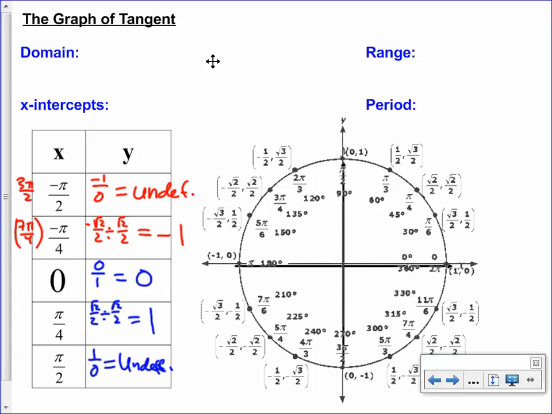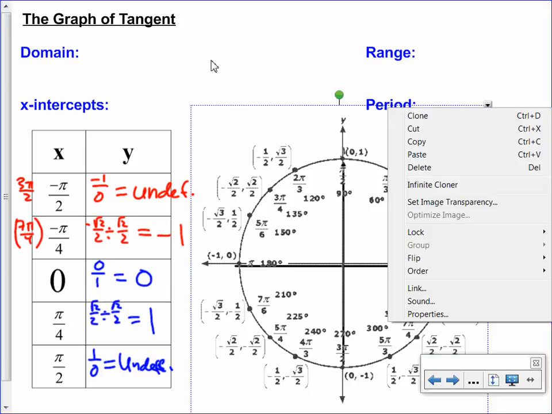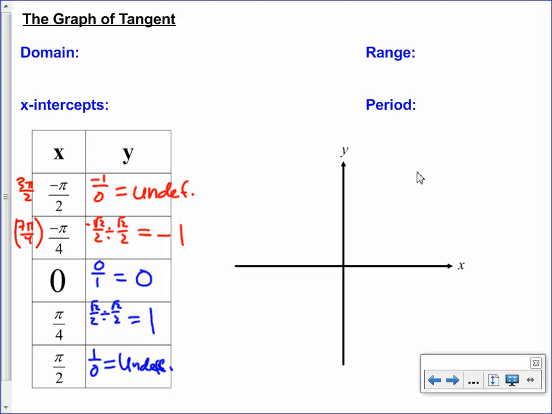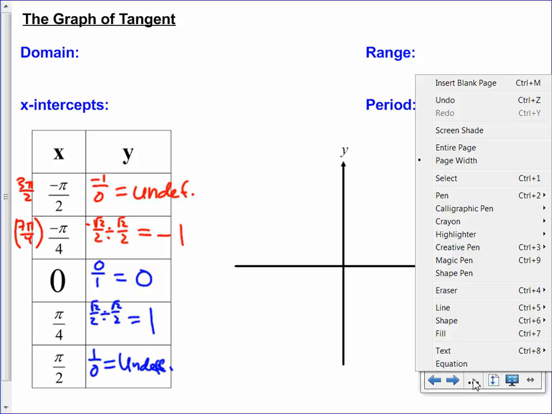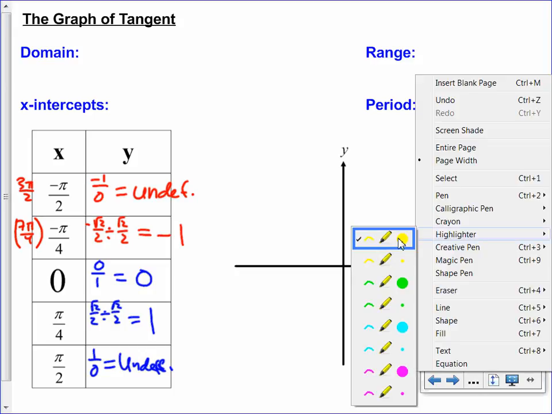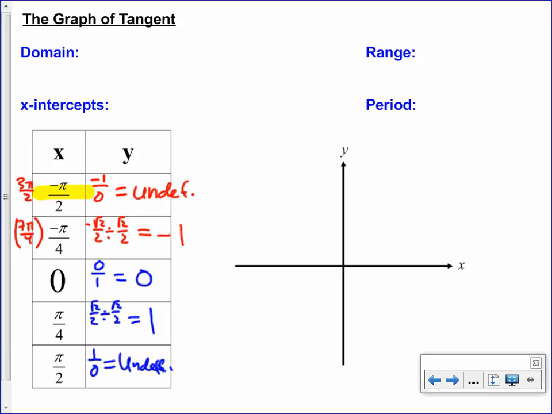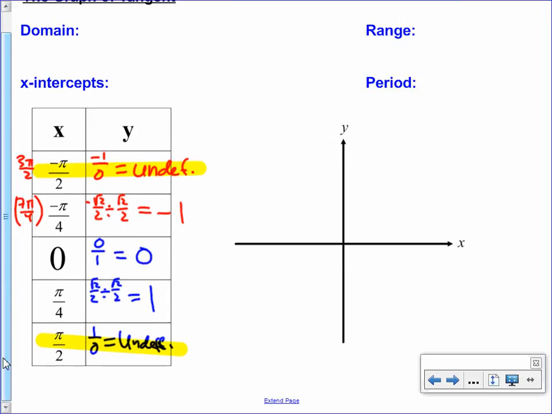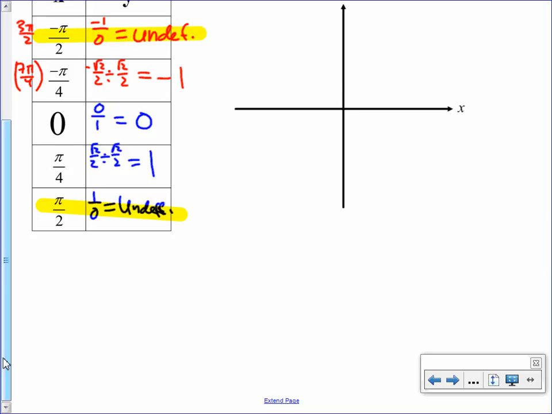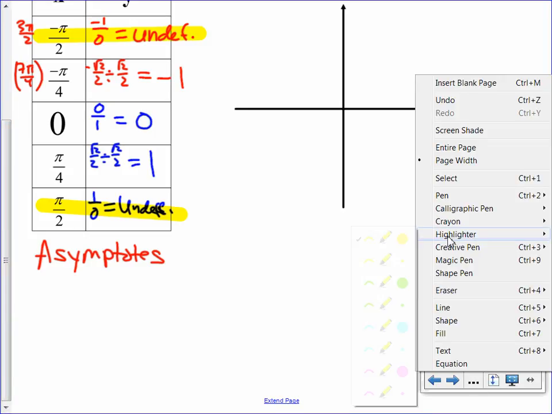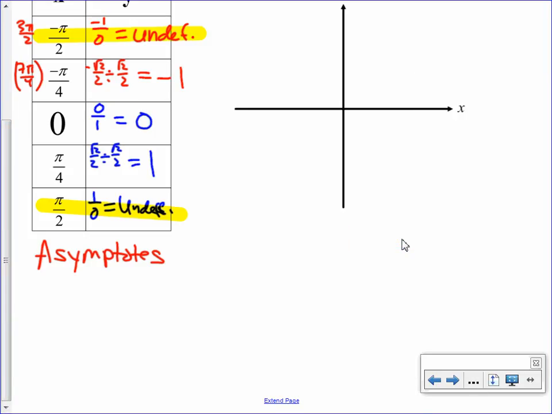Okay, here's what your highlighters are for. Ready? I'm going to get rid of this. Here we go. Delete, delete, delete. Okay. All right. Here's how easy it is to graph tangent. You ready? Whenever you see an undefined, those are asymptotes. Okay? Asymptote is only spelled with one S, by the way.